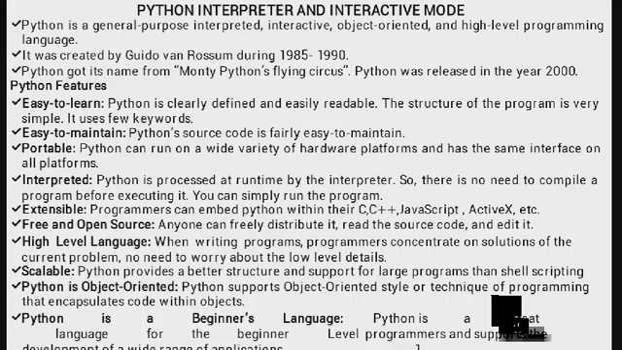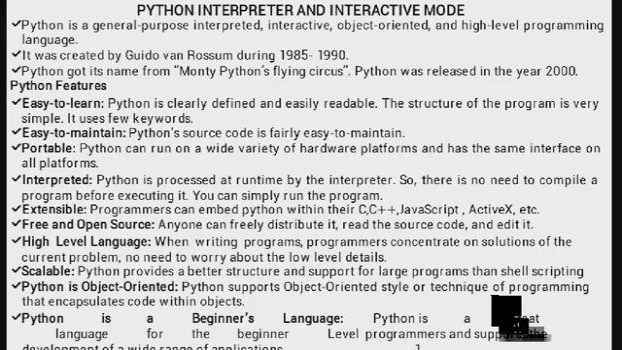It was created by Guido van Rossum during 1985 to 1990. And Python was released in the year 2000. Python has some features like easy to learn, easy to maintain, portable, interpreted, extensible, free and open source, high level language, scalable, and object oriented programming language.